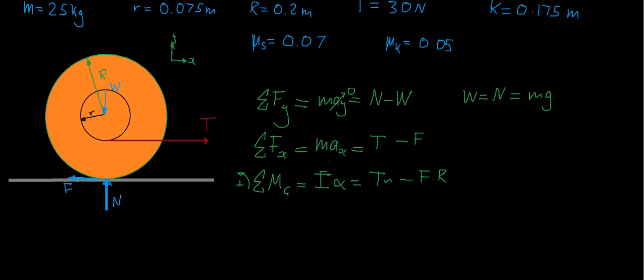Now, why can we not simply substitute mu times N here? Well, we first need to assume that this object is purely rolling.